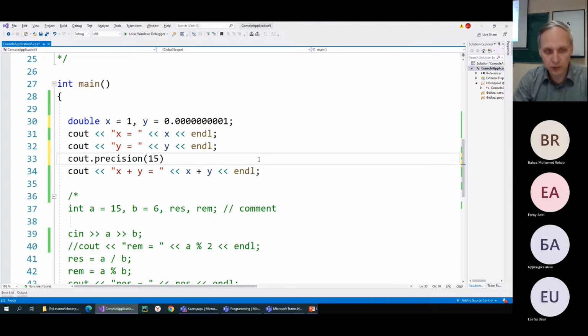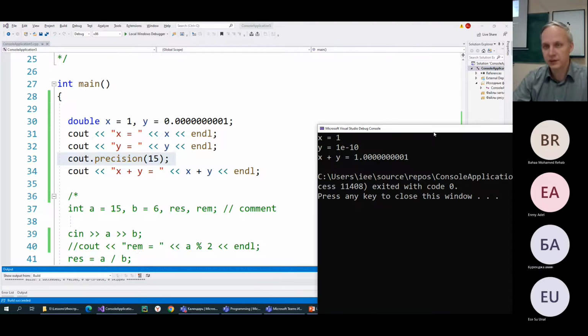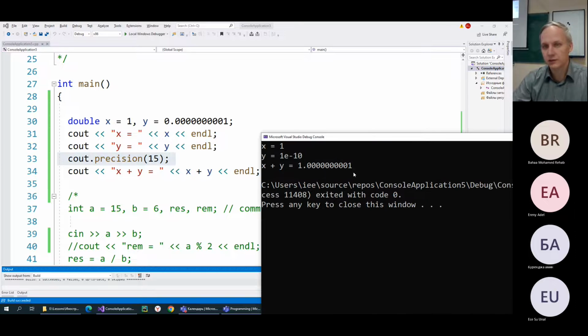Let me write here this command. This command allows us to output to the screen 15 digits after the decimal point, cout.precision. And let's see the result. We will see the real result.